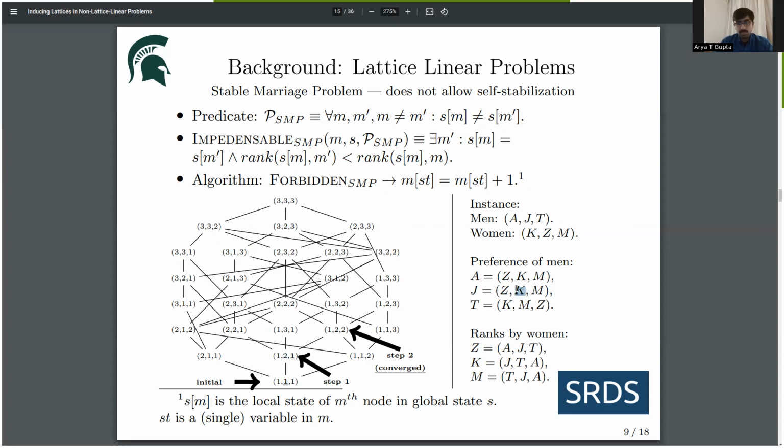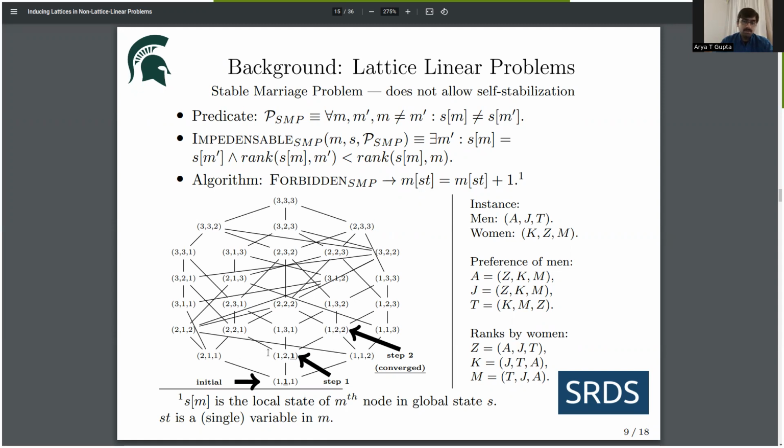So J is now proposing to K, but T is also proposing to K, and A is proposing to Z. So J and T have a conflict now. But let's see what K has to say about it. K prefers J more than T. So this time T is impedanceable. So T moves from local state 1 to local state 2 and starts proposing to the next choice. So this time T is proposing to M, J is proposing to K, and A is proposing to Z. So we have no conflict, and we have reached the optimal global state 1, 2, 2.